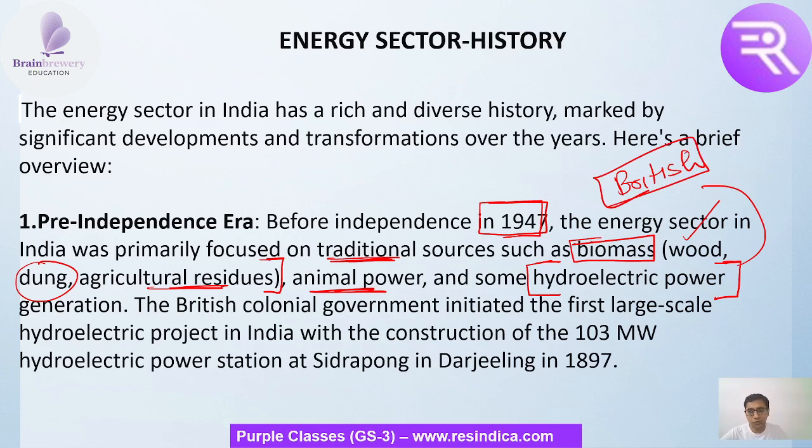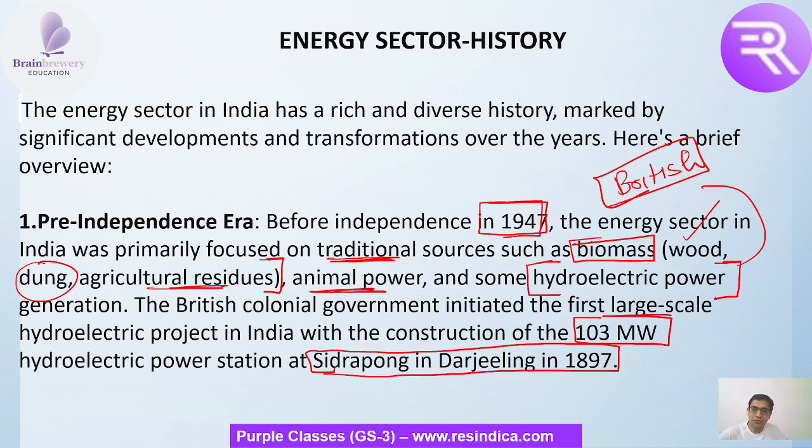The first large scale hydroelectricity project constructed in India was of around 103 megawatt. That was the power station in Sidrapong in Darjeeling in 1897. This was one of the oldest and first large scale hydroelectric projects installed in our country during the pre-independence era. Whenever we start reading any sector, we have to go from the very basics, from its historical context.